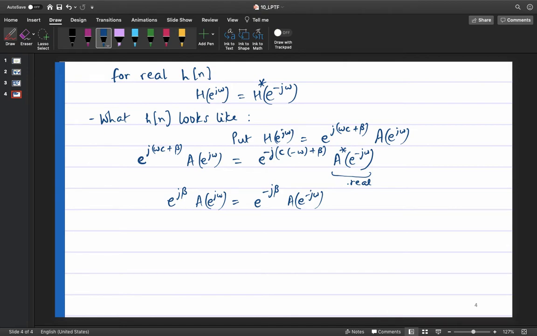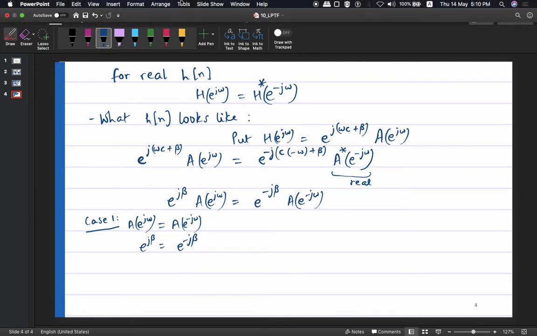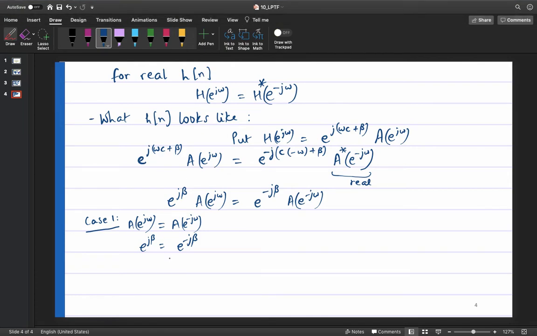Now there are two possibilities. Case one: A(e^{jω}) as an even function of ω is equal to A(e^{-jω}). This is an even function. So what will happen in that case? e^{jβ} is equal to e^{-jβ}, right? That means e^{2jβ} is equal to 1.